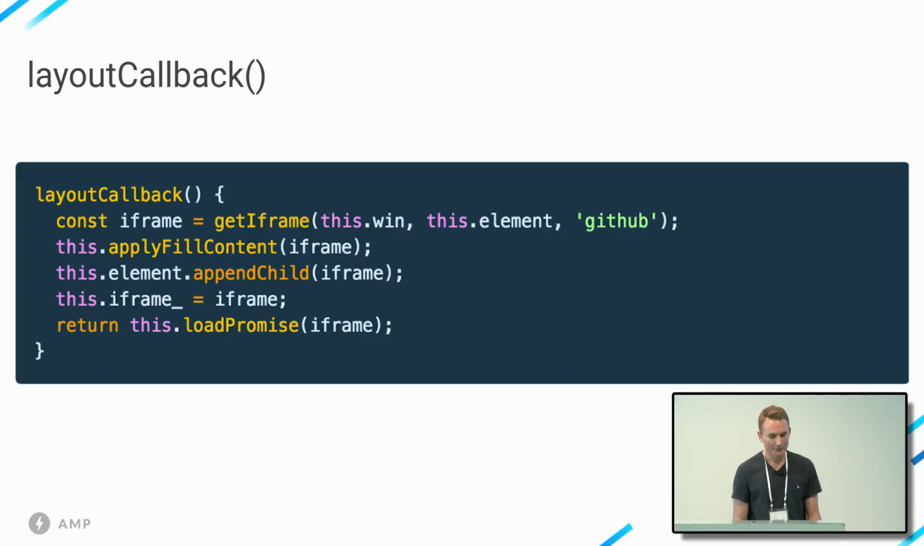This example is taken from amp-gist, which goes off and gets a gist from GitHub as an iframe. We then append this to the element. And for this element, we do need to return a promise, which should resolve when the element is laid out. Often for this, we can make use of the load promise method. That's a helper method provided by AMP, and that will resolve when the element that's passed into it has been loaded. So this should resolve when the iframe is loaded.